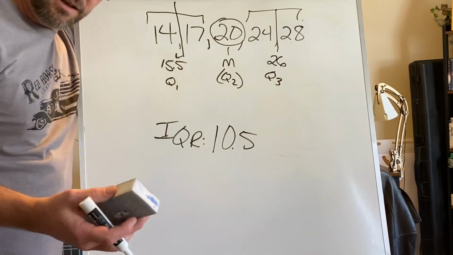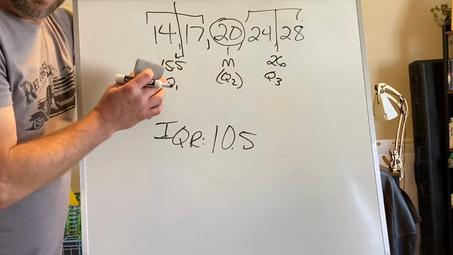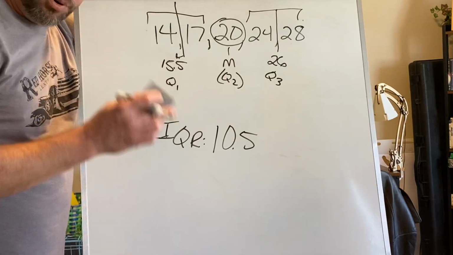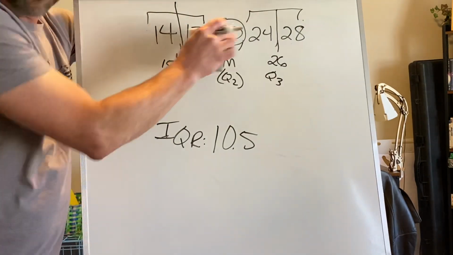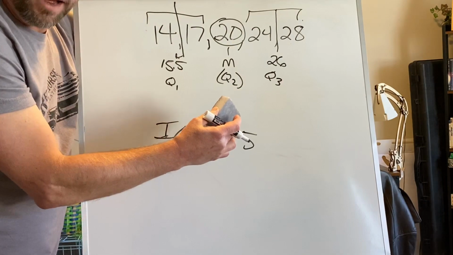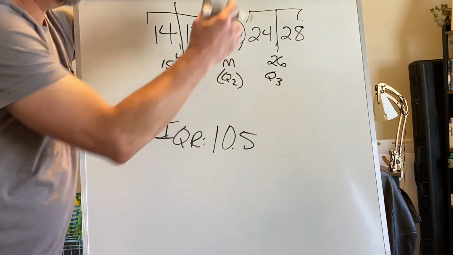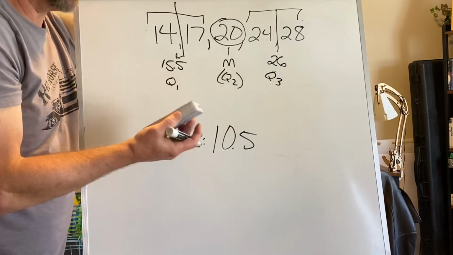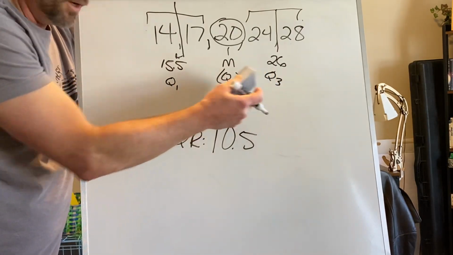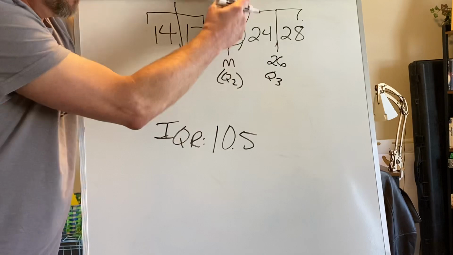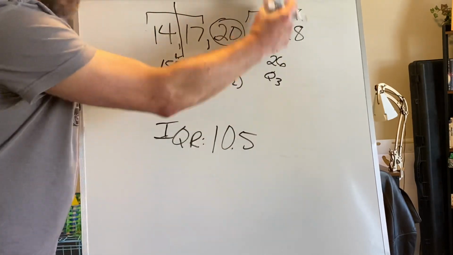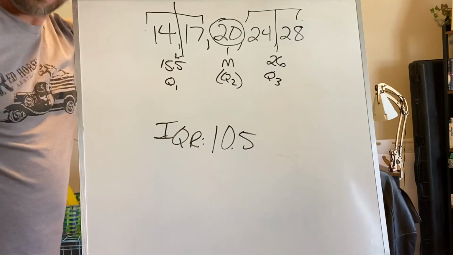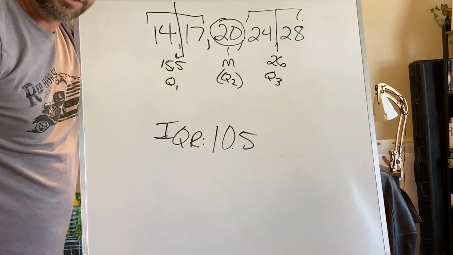So hopefully that brought some clarity to how to go about this. But for IQR, it's pretty simple, right? You find the median of the whole set, you find the median of the first half, the median of the second half, and you subtract those. And we just call those quartiles. First quartile, median or second quartile, third quartile. And we do Q3 minus Q1 to find the IQR or interquartile range.